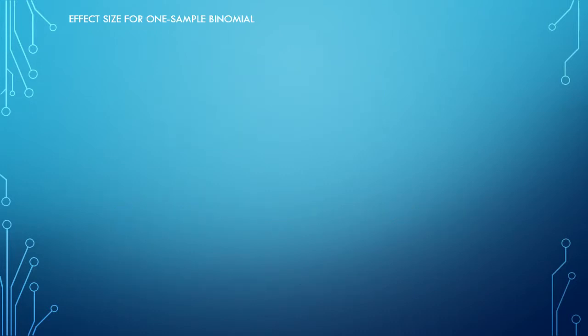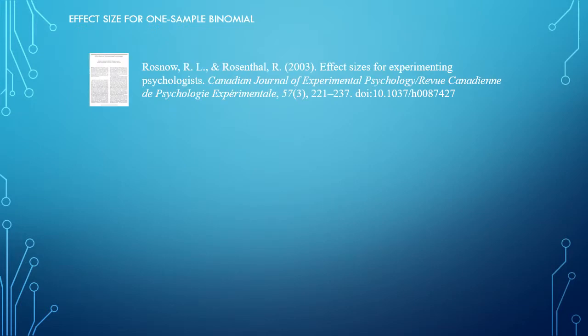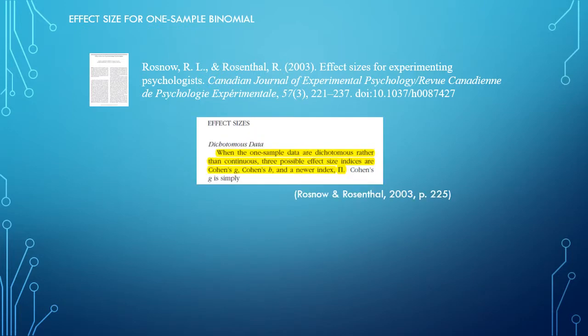There are a few different effect size measures that can be used for a one sample binomial test. I'll be using information gathered from Rosnow and Rosenthal, who published an article in which they state that for a dichotomous variable, which is the same as a binary one, if you have one sample data, they recommend Cohen's G, Cohen's H, or a new index called capital Pi. I've chosen to use Cohen's G.